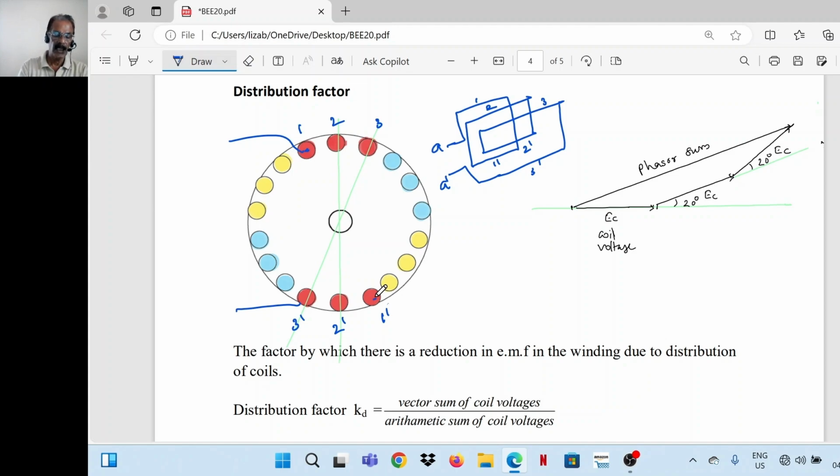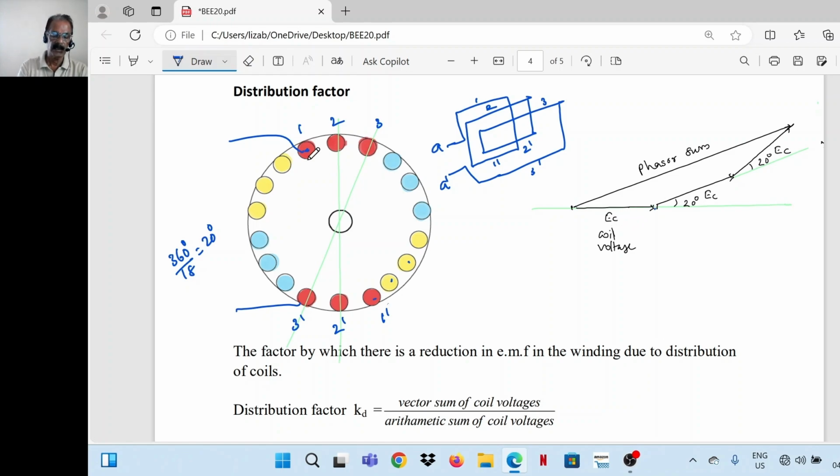But the problem is that for the EMF in these coils, here there are 18 conductors. So 360 degrees divided by 18 is 20 degrees. The electrical angle between conductors in two adjacent slots is 20 degrees. So the EMF induced in three coils cannot be added algebraically.